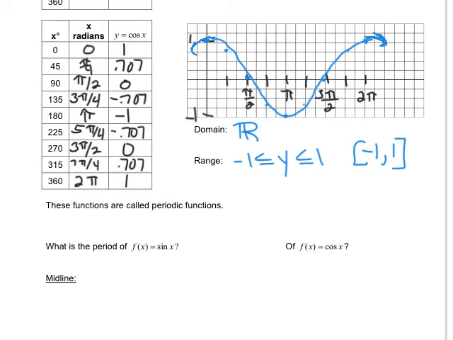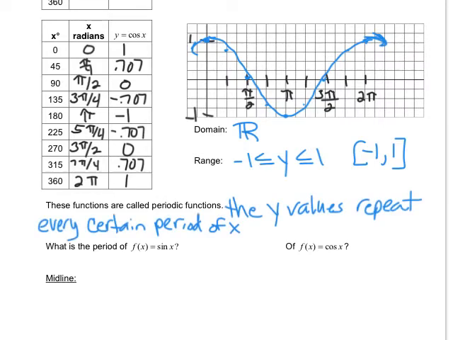Now, these functions are called periodic functions, and you can see why. After a certain period of time or angle measure, they start to repeat again. So that's how we define periodic functions.